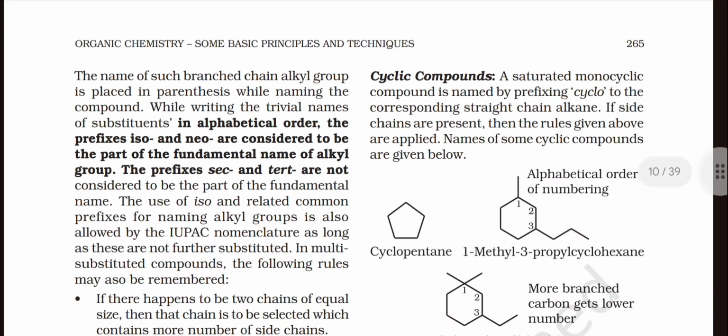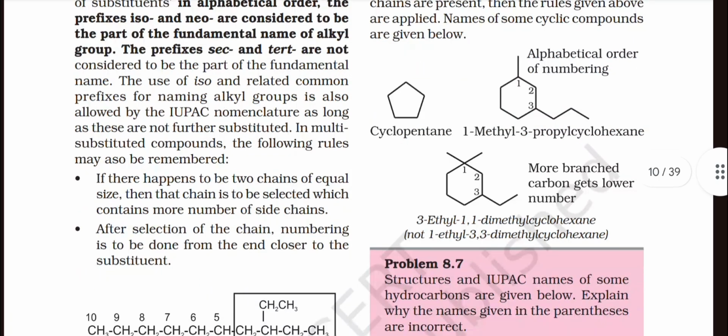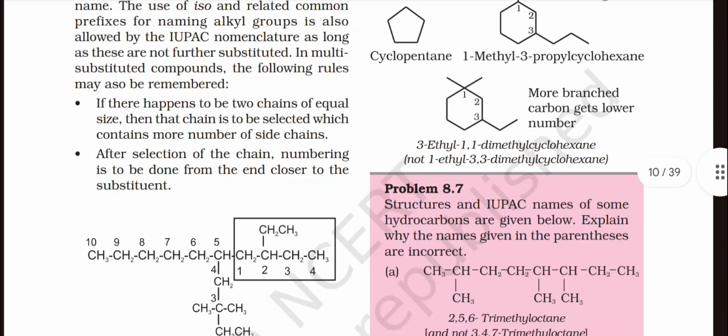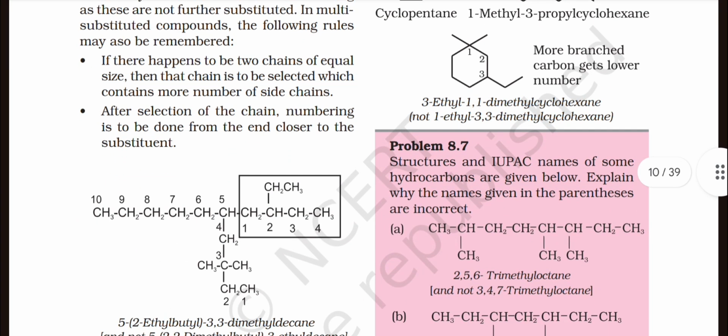Cyclic compounds. A saturated monocyclic compound is named by adding the prefix cyclo to the corresponding straight chain alkane. If side chains are present, then the rules given above are applied. Names of some cyclic compounds are given below. Cyclopentane, 1-methyl 3-propyl cyclohexane, 3-ethyl 1,1-dimethyl cyclohexane.